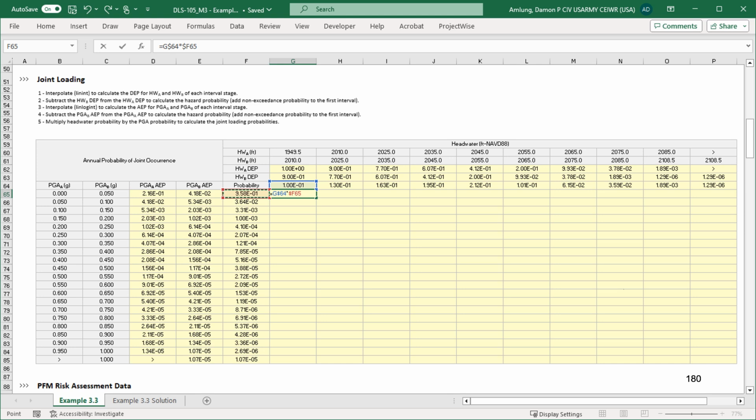To get the joint or coincident probability, we will multiply the headwater probability by the PGA probability to complete the table. Be sure to lock the headwater row and the PGA column in the formula so that you can drag it over and down.